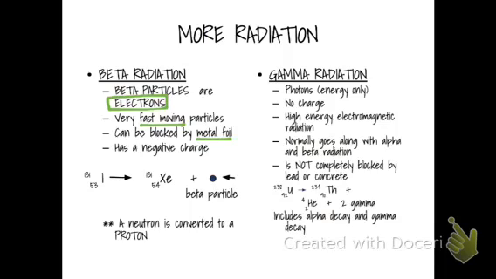So gamma radiation, these are photons, energy only. Now this is a big deal. There are no particles with gamma radiation. It's just energy. It has no charge. It's got high energy electromagnetic radiation. It's pretty much the highest electromagnetic radiation. It goes along with alpha and beta. Not always, but most of the time it is.